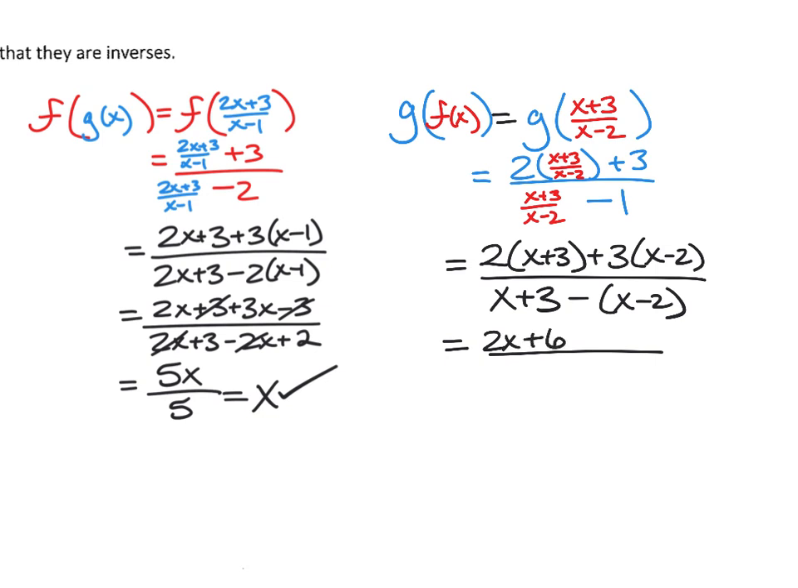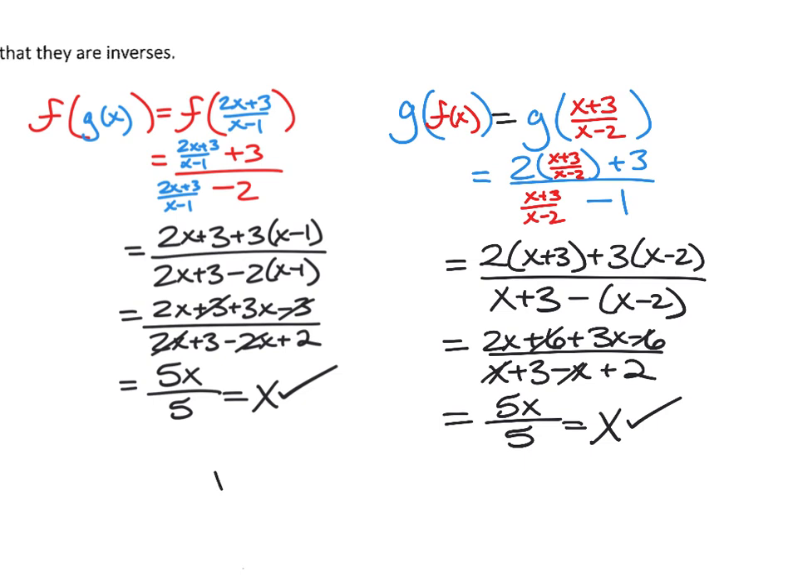This is 2x plus 6 plus 3x minus 6, and then x plus 3 minus x plus 2. Combine all of our like terms. We have 5x over 5, and voila, we're back at x. We have verified that f and what we found as the inverse of f, which I started calling g, are inverses.